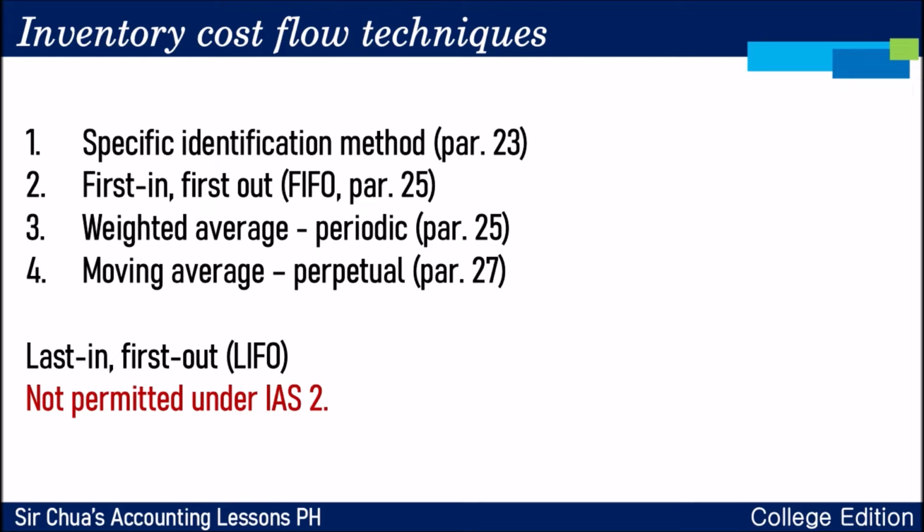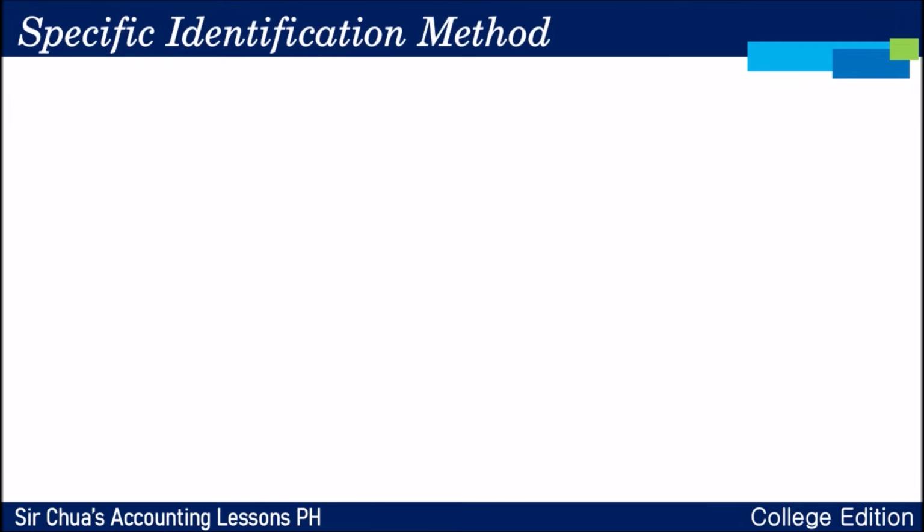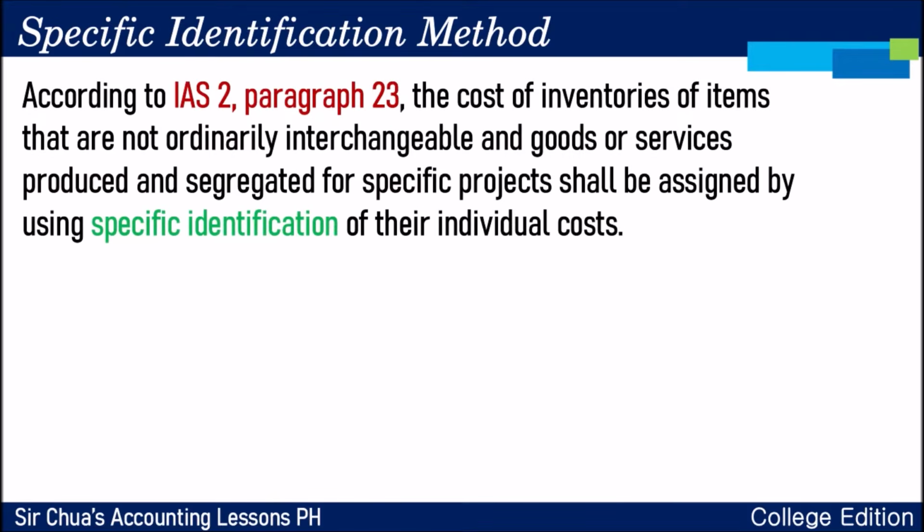And I have mentioned din po sa inyo in the previous video na hindi na po permitted under IAS 2 ang paggamit po natin ng last in, first out costing technique. And in any case po na baka nagbabasa po kasi kayo ng pang US na textbook, baka may makita po kasi kayong LIFO method doon. But as far as IAS is concerned, hindi na po permitted ang paggamit ng LIFO cost method. Okay? Sige po, let's start with specific identification method.